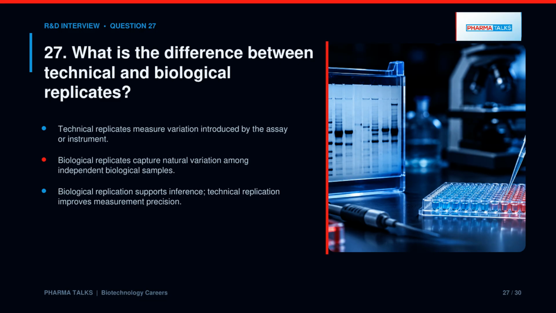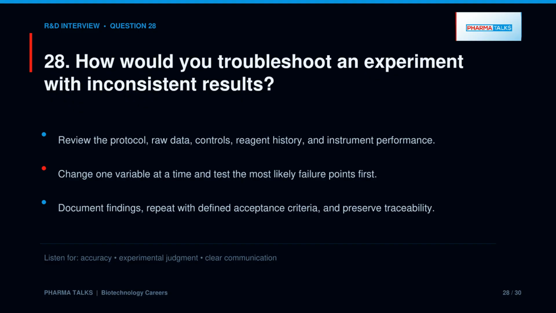Question 27. What is the difference between technical and biological replicates? Technical replicates repeat a measurement on the same biological sample and help estimate assay precision. Biological replicates come from independent organisms, cultures, or experimental units and capture real biological variation. Technical replication cannot replace biological replication. The number of each should be justified by expected variability, study design, and statistical power.